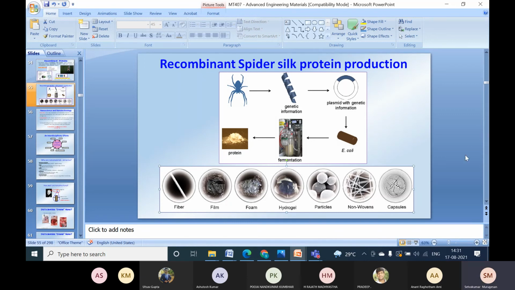Again, nonwoven means a collection of fibers, and it forms a mat or membrane, which is called nonwoven membrane or nonwoven. And capsules are again like core-shell structures. Core may be of different material and shell may be of different material. All these things are used for different purposes. For example, if you could produce fiber which has high mechanical strength, it can be used for reinforcing other materials, say polymer or ceramics.